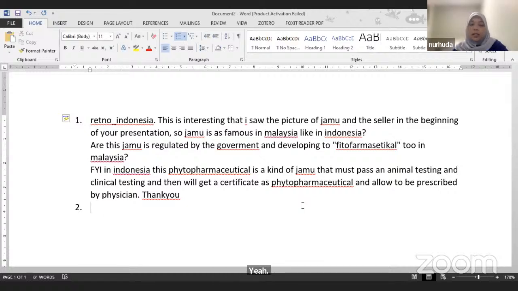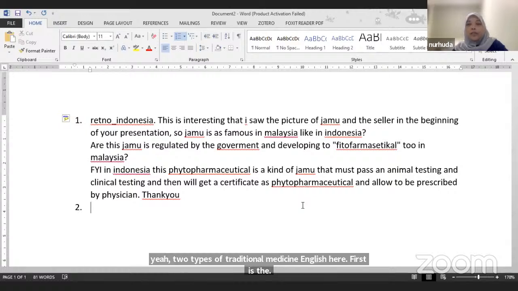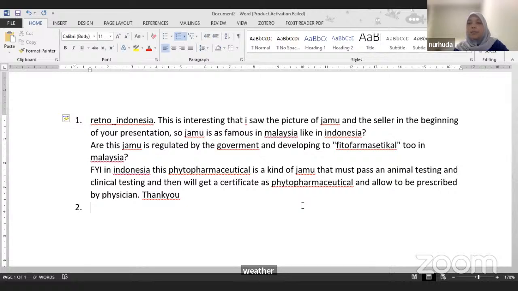There are two types of traditional medicine in Malaysia. The first is the traditional medicinal plant, and the second is herbal products. For medicinal plants, they don't need to register. For herbal products, we have registration, and only registered products can be sold in the market. So we have regulation, and when you conform to the regulation, you can register your product.